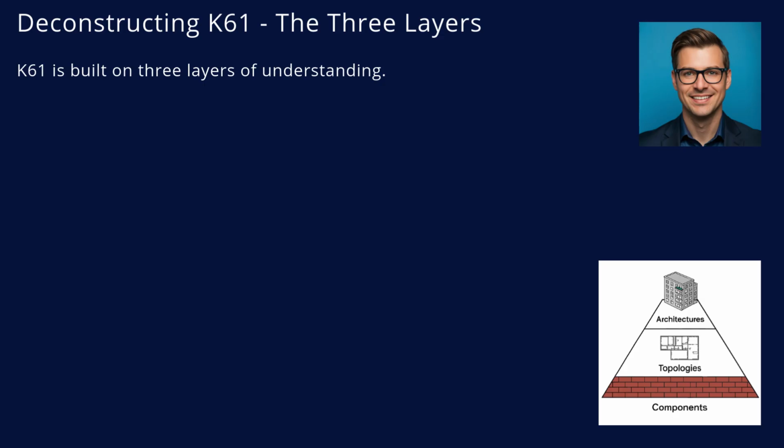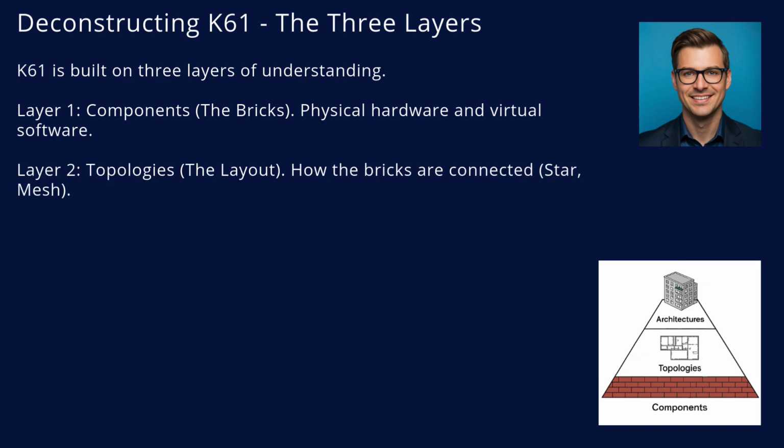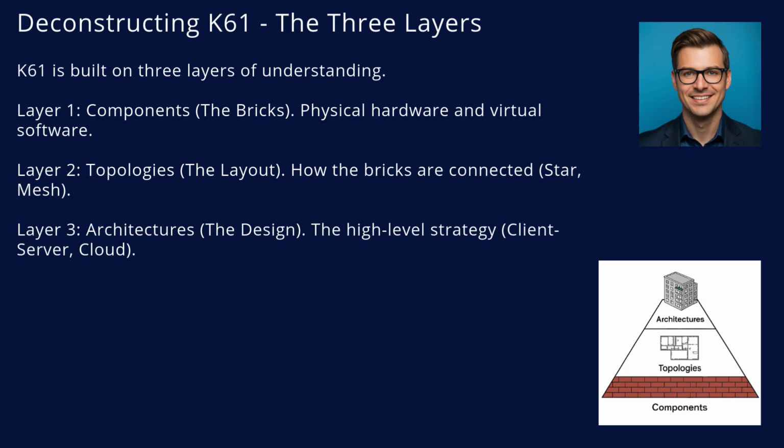Let's use my scaffold and ascend method to break this huge topic down. K61 is built on 3 distinct layers. Layer 1 is components. These are the bricks, the actual things that make up the network, whether you can kick them, physical, or they live in code, virtual. Layer 2 is topologies. This is the layout. It's how you arrange those bricks. Are they in a line, a circle, a star? This determines how data flows. Layer 3 is architectures. This is the grand design. It's the high-level strategy that dictates why we build the network this way in the first place. To be a professional network engineer, you cannot just know one layer. You must understand how the component fits into the topology, which supports the architecture.